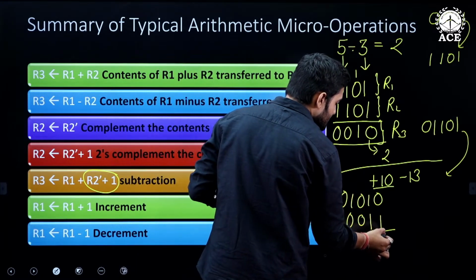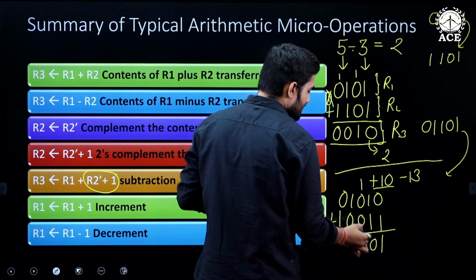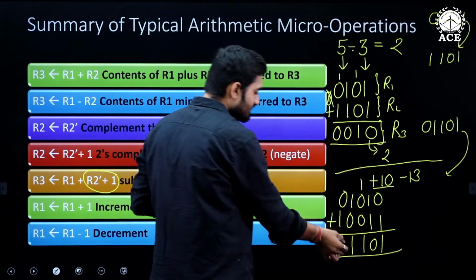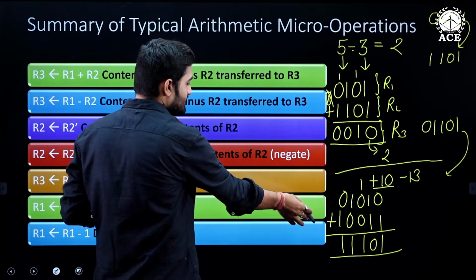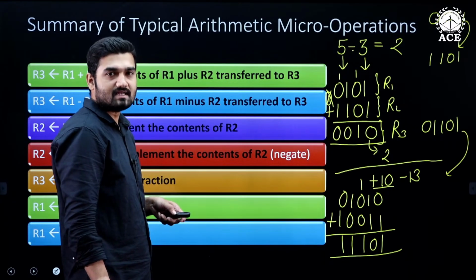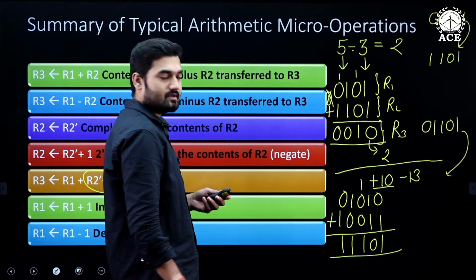Add it. 1 0, I'm having 1. 1 1 0 1. Then 1, then 1, then 1. Okay, what is this? Sir, this is minus 13, sir. You are wrong, sir. This is minus 13. No, how can you say that? How can you say this is minus 13?